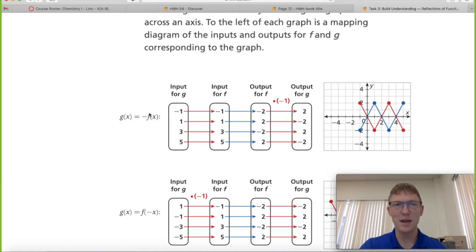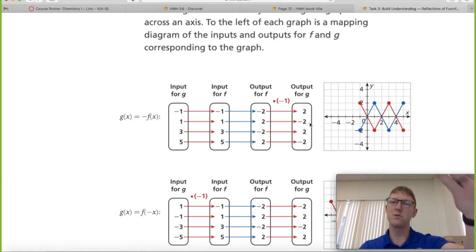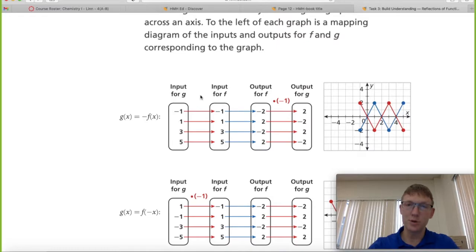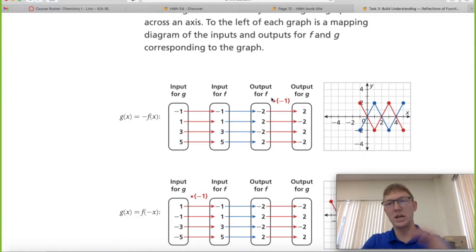So a negative sign on the outside of f of x is just going to flip the graph around, or reflect it with respect to the x-axis. So again, here's our blue function. We throw a negative sign on the outside of that, and then it just flips it around the x-axis. So now this is the mirror image of our function. And again, our inputs are going to be the same. Our outputs are going to be different by a factor of -1. So it's just going to change the sign.